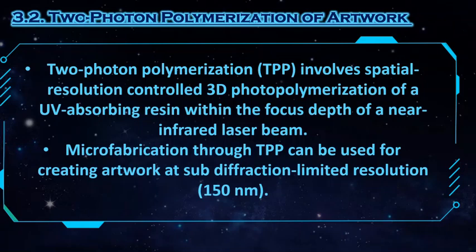Its second type is two-photon polymerization of artwork, which involves spatially resolved, controlled 3D photopolymerization of a UV-absorbing resin within the focus depth of a near-IR laser beam. This technique can be used for creating artwork at a sub-diffraction-limited resolution of 150 nanometers.